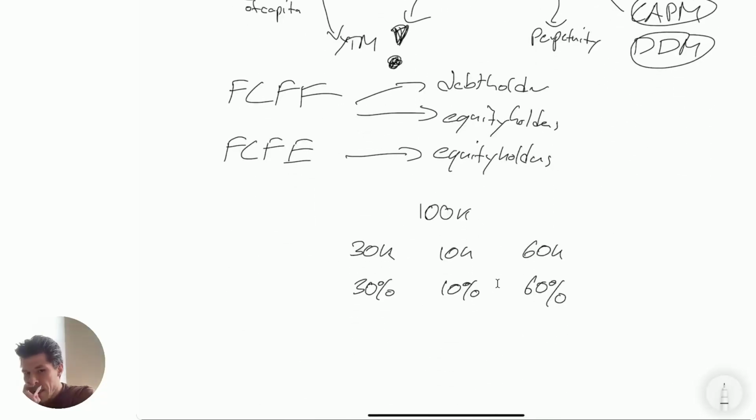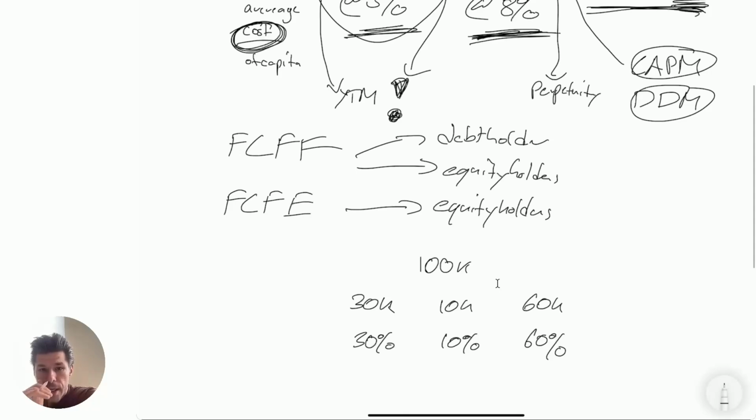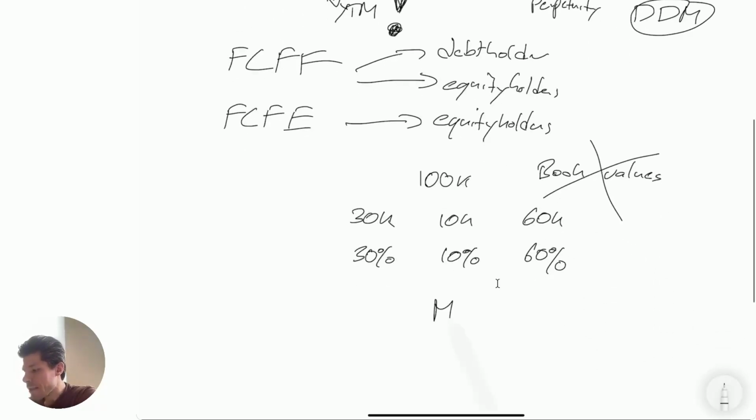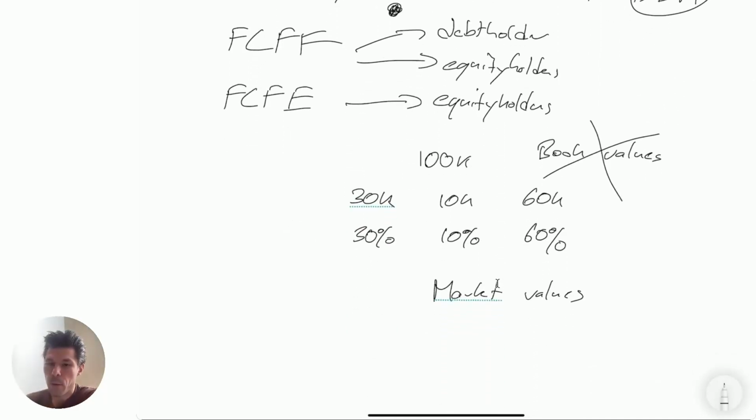One important thing is, where do you get the numbers from? If you look at common shareholders, preferred shareholders, debt holders, one thing would be to look at the balance sheet and see how much debt is outstanding and how much equity is recorded. We don't do this in finance. We are not using book values. We use market values, because everything we do with discounting and free cash flow is forward looking. It's not backward looking, it's not accounting. Whenever we do something in finance that is forward looking, we use market values.